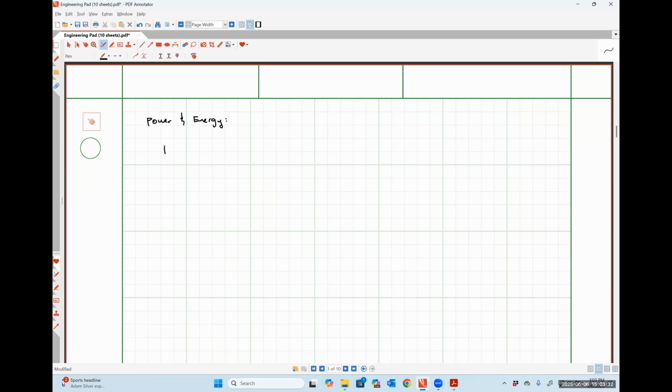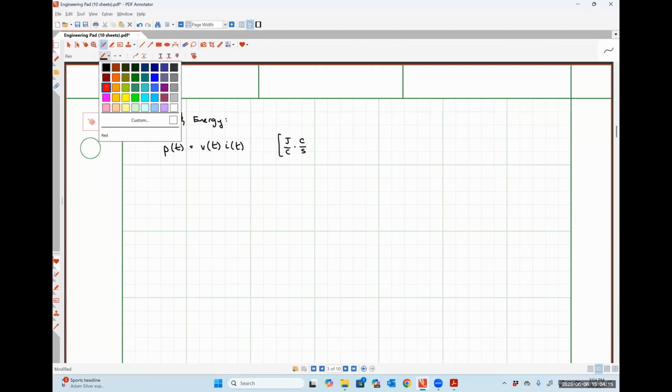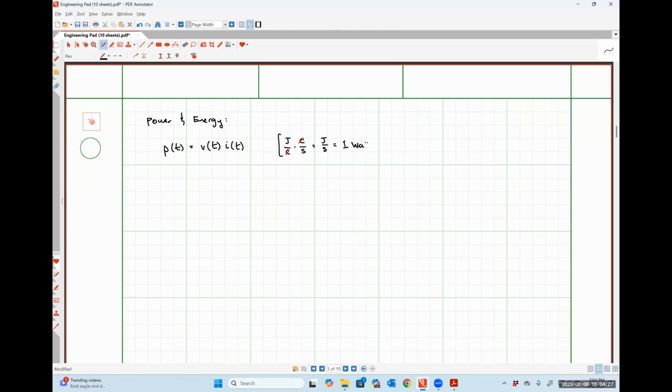So power, mathematically, we are going to define in an electrical system as simply the product of voltage and current, okay? So that means we're going to have some time-varying voltage V of t multiplied by some time-varying current I of t. If we look at this dimensionally, we have volts, which we know is a joule per coulomb, multiplied by amps, which we know is a coulomb per second. And we see that those coulombs cancel each other out, and we're left with a joule per second, which is more commonly known as a watt, symbol uppercase W, okay?